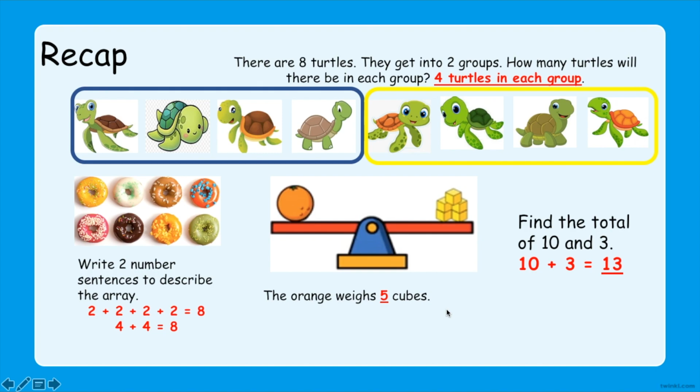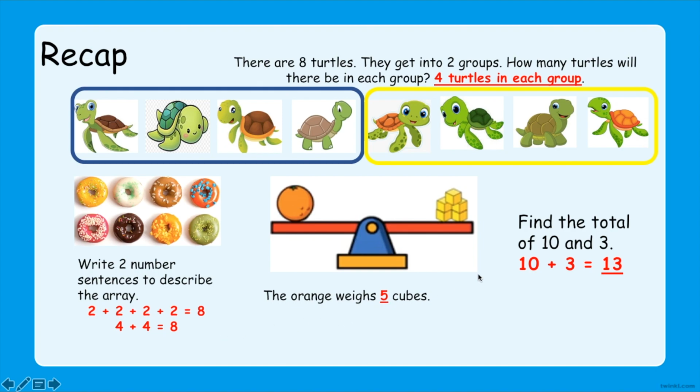Here are the answers. There will be 4 turtles in each group. 1, 2, 3, 4 and 1, 2, 3, 4. Well done if you got that correct. The array number sentences are 2 add 2 add 2 add 2 equals 8. So you're adding 2's or adding 4's. 4 add 4 equals 8. Well done if you got that correct.